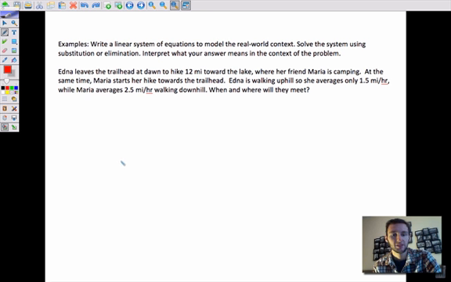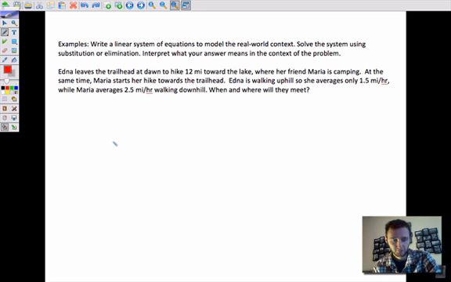So the first example, write a linear system of equations to model the real-world context. You can solve it using substitution or elimination, and then we're going to interpret what the answer means in terms of the problem. So the problem is Edna leaves the trailhead at dawn to hike 12 miles towards the lake where her friend Maria is camping. At the same time, Maria starts her hike towards the trailhead. Edna is walking uphill, so she averages only 1.5 miles per hour, while Maria averages 2.5 miles per hour walking downhill. The question then is where and when will they meet?